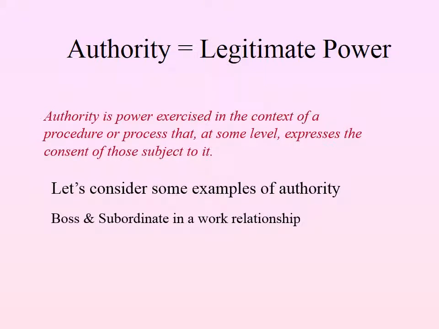Okay, so let's have a look at some brief examples of authority. The boss and the subordinate in a work relationship is, of course, a relationship of authority, most of the time at least. In other words, there's an acceptance that a person in a higher position in a work relationship has the right to give commands to somebody in a lower position. So it works in that way, and all work relationships are, of course, hierarchical. We all of us answer to people higher in the chain than ourselves.